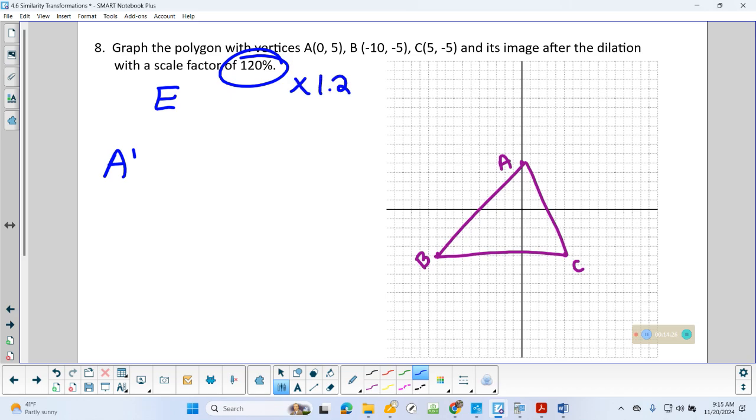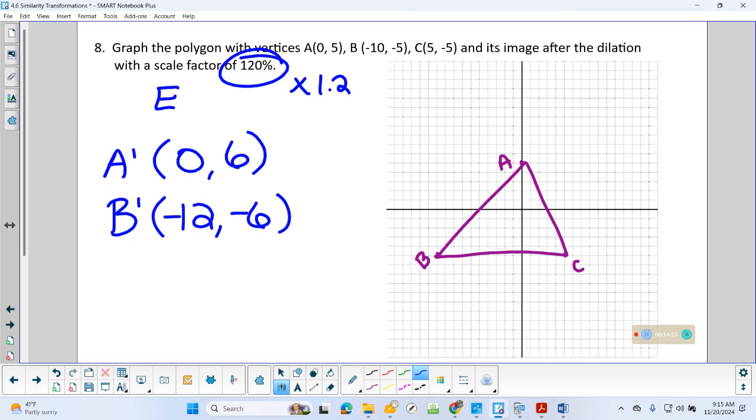So we are going to multiply all of these by 1.2. Probably need your calculator for that. Well, maybe not the 0 here. 0 times 1.2, we got it. What's 5 times 1.2? 6. B prime. What's -10 times 1.2? -12. Notice these are all bigger. They should be, right? What's -5 times 1.2?